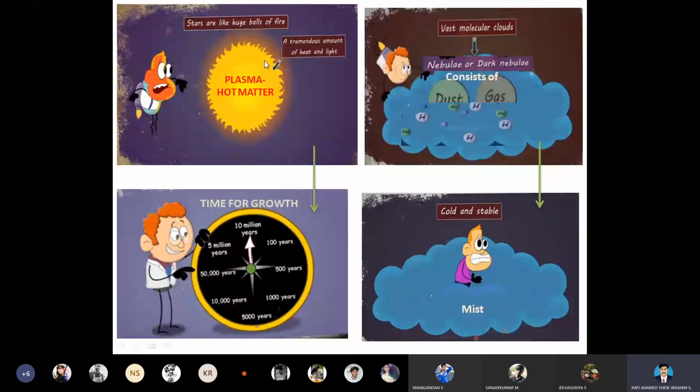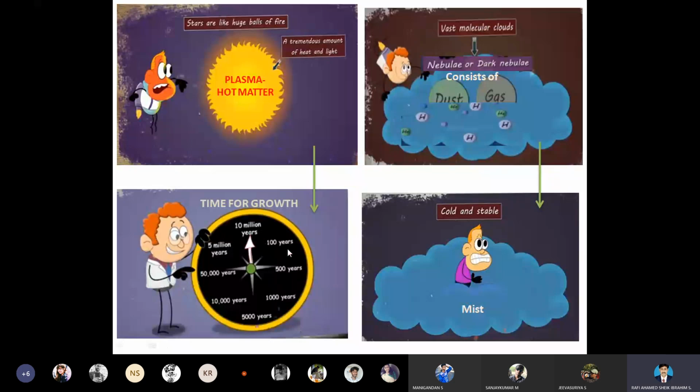So the formation of the star, we are going to study its various characteristics. Here we know the star is actually a huge ball of fire. It emits a tremendous amount of heat and light. The lifetime of a star is around 10 million years. It will not develop within a second, an hour, or days, but the complete formation of the full-grown star takes place over millions of years.